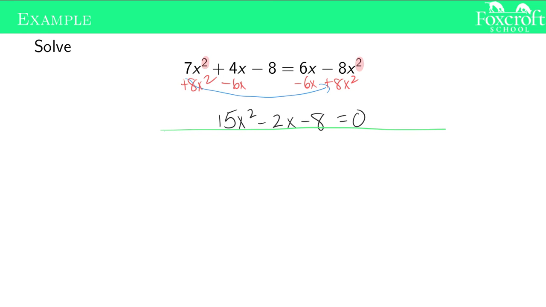Now the next thing we're going to do is factor. So to factor, we have to find b is negative 2. ac is negative 120 if you multiply 15 by negative 8. And the two numbers that multiply to negative 120 and add to negative 2 are negative 12 and 10. All right, so now we can do our splitting method because there is a number in front of x squared, so we have to do this splitting method.